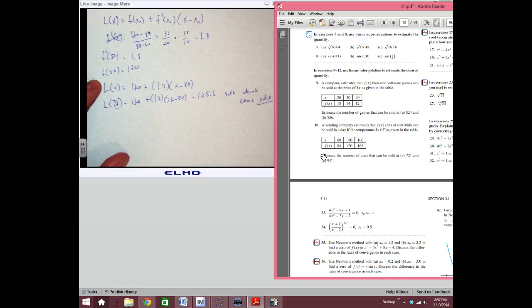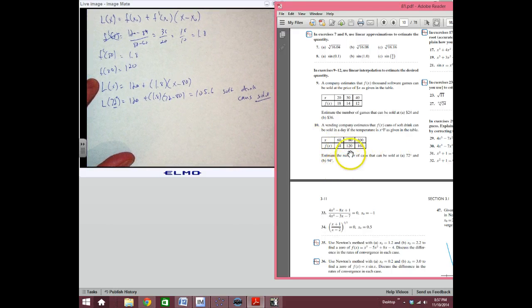Now, for part B, you do the same thing, but this time you would use 80 and 100, both of those points, as the values you use for your slope. And then your f of x naught would be f of 100, because 100 is closer to 94 than 80 or 60 is. So we'd use these 2 points because they're the closest 2 points to 94 for the slope, and then we'd use 100 for x naught and 168 for f of x naught to approximate it.